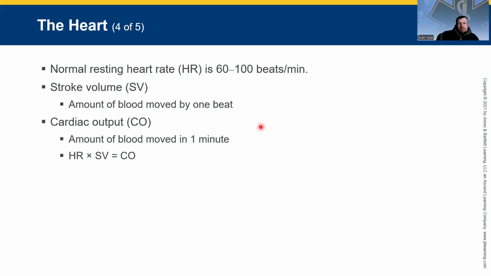So the normal resting heart rate is 60 to 100 for an adult. Then we have what's called stroke volume. That's the amount of blood moved by one beat. We have cardiac output. That's the amount of blood moved in 1 minute. So if you take your heart rate times your stroke volume, you can get your cardiac output.